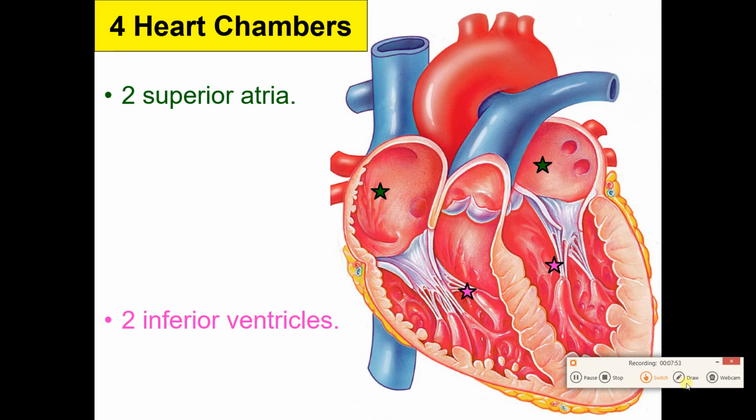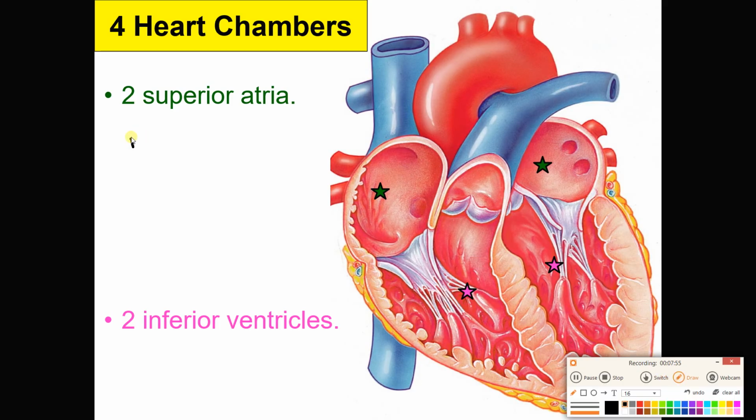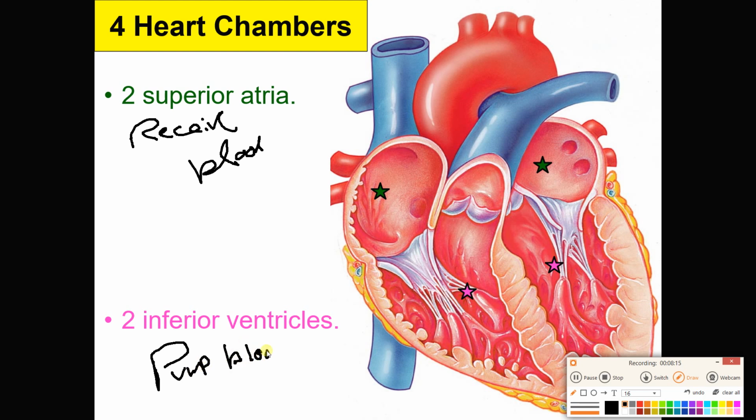The atria are my receiving chambers. So the job of the atria is to receive blood. That's why they're kind of skinny in their wall. The job of the ventricles is to pump blood. That's why they're thicker in the wall, more muscular. Now, why do we have two receiving chambers, a right and left atrium, and two pumping chambers, a right and left ventricle?